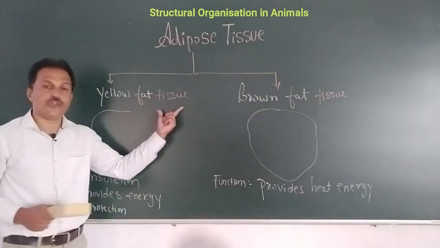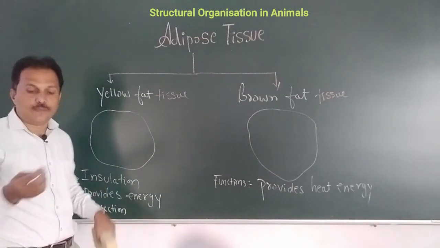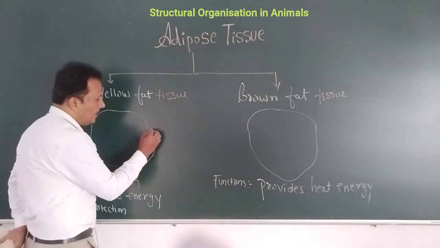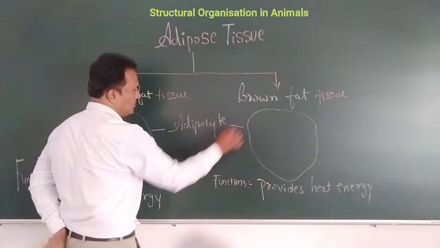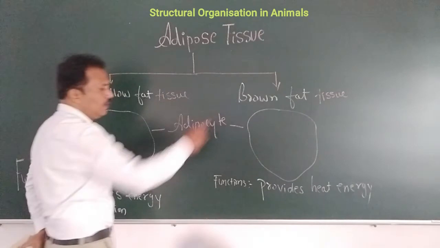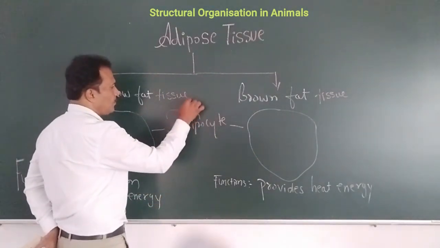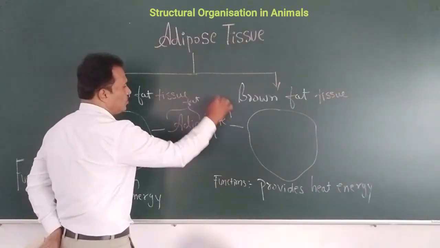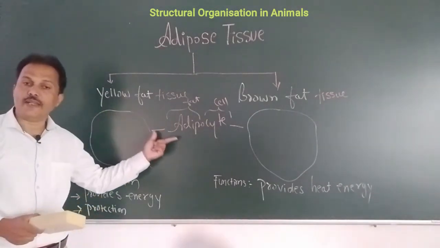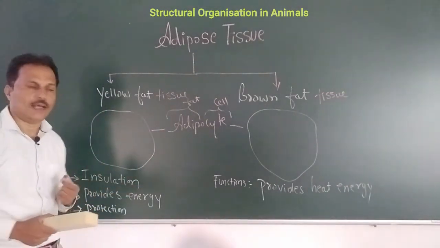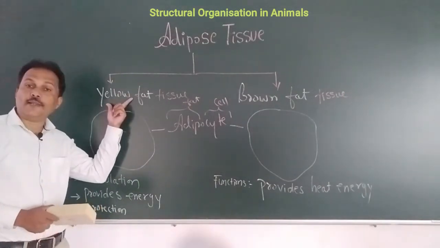This yellow fat tissue is made up of a type of cell known as adipocyte. This is a cell and it is known as adipocyte. Already we have discussed this. Brown fat is also made up of a cell known as adipocyte. Adipo refers to fat, cyte refers to cell. So when we talk about the tissue, it is made up of many adipocyte cells and very few fibroblasts. Here, this is the adipocyte of yellow fat tissue.